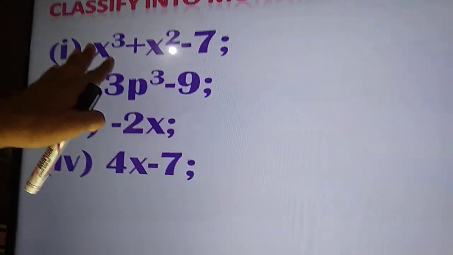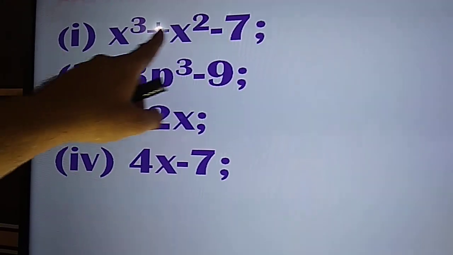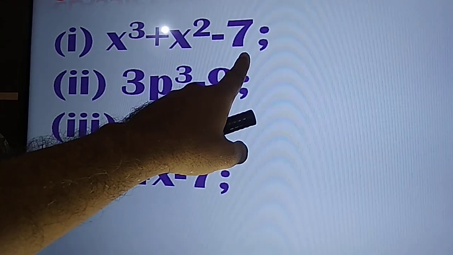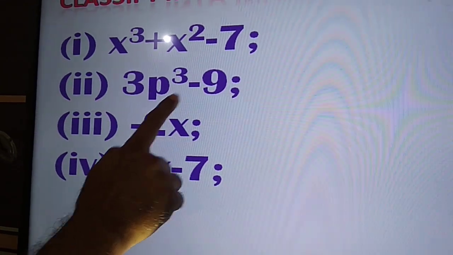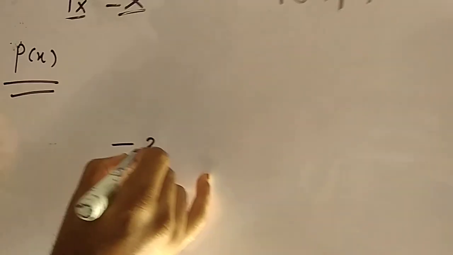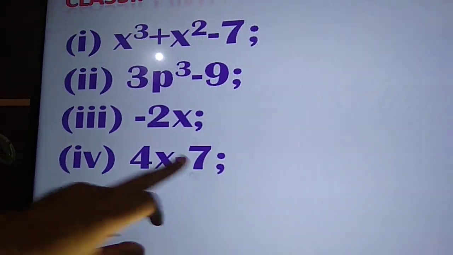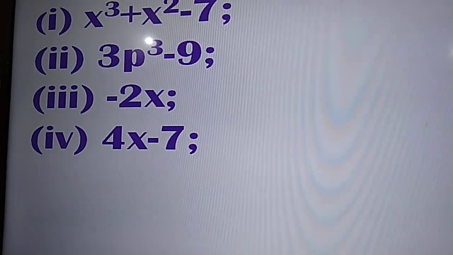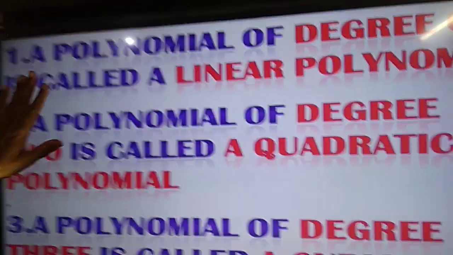You know that a polynomial consists of terms joined by plus or minus signs. Here x cube is the first term, x square is the second term, and minus 7 is the third term, which means it is a trinomial. Now this 3p cube is one term and minus 9 is the second term, so it is a binomial. And this minus 2x is a monomial. Now it is 4x minus 7: 4x is one term and 7 is another term joined by a minus sign, so it is a binomial.